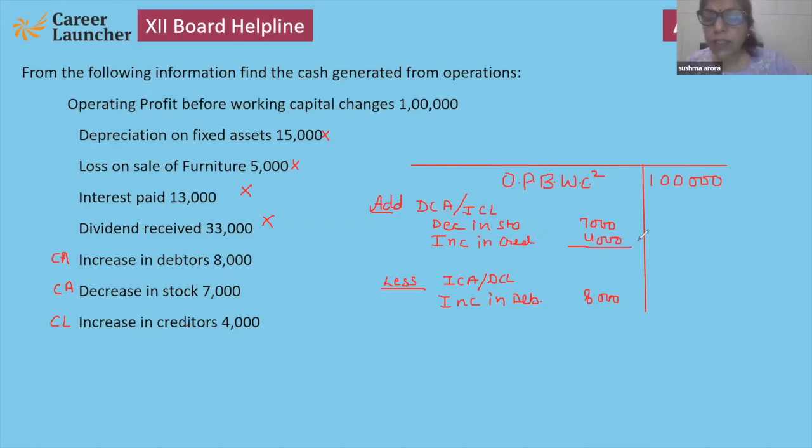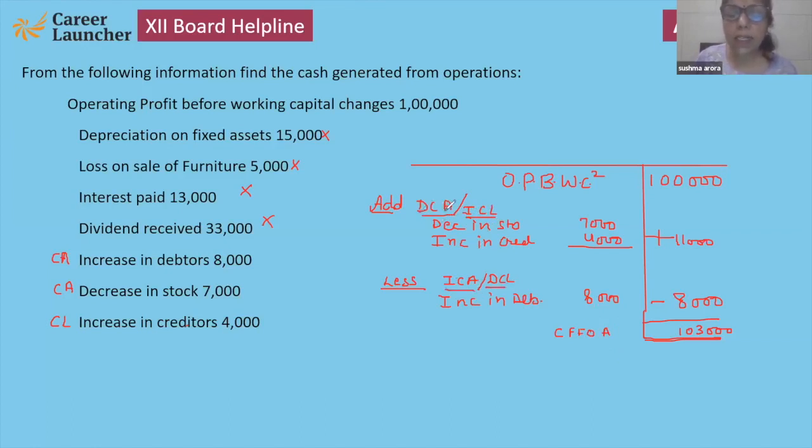So our answer will be plus 11,000 minus 8,000. So our answer will be 1,03,000. This is the easiest way, cash from operation. Okay, cash flow from operating activities. Note down, please. This is the easiest way I can tell you.